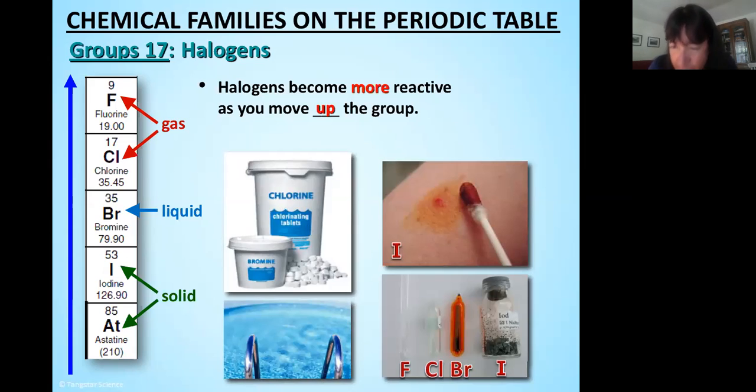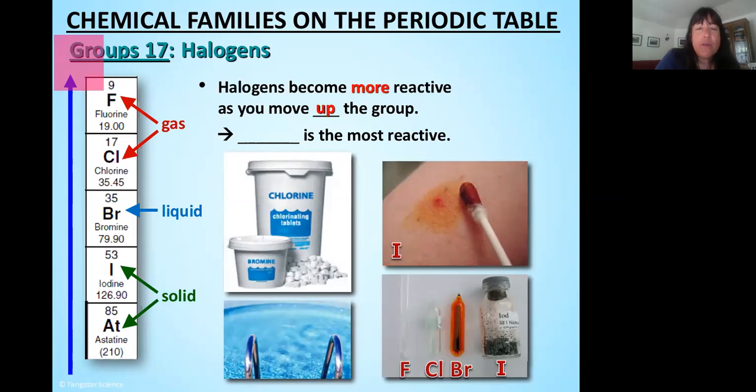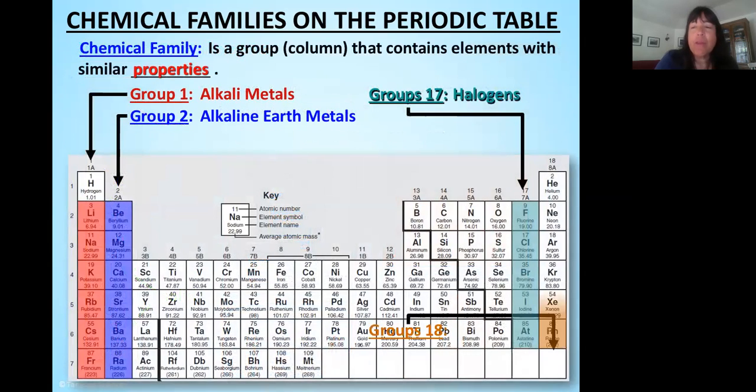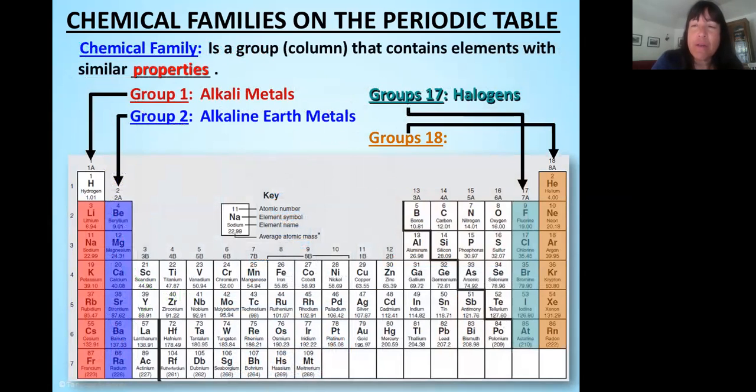And then down here, I'm not really sure what they're showing, but it is iodine, and the orange one is bromine. So the most reactive here is fluorine, and it is a kind of a greenish, yellowish gas, very poisonous. All right, halogens. The next one is group 18.